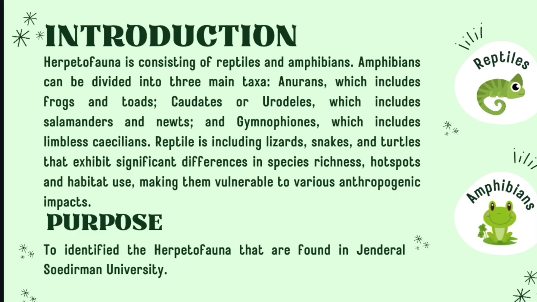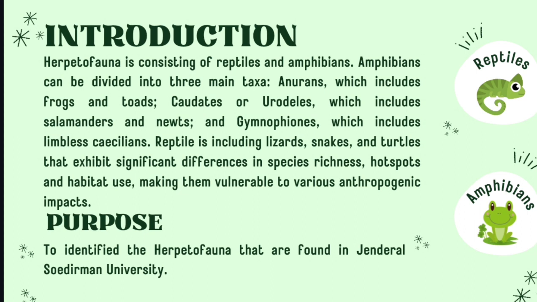Introduction. Herpetofauna consists of reptiles and amphibians. Amphibians can be divided into three main taxa: Anurans, which include frogs and toads; Caudates or Urodeles, which include salamanders and newts; and Gymnophiones, which include caecilians. Reptiles include lizards, snakes, and turtles, which exhibit significant differences in species richness, hotspots, and habitat use, making them vulnerable to various anthropogenic impacts.